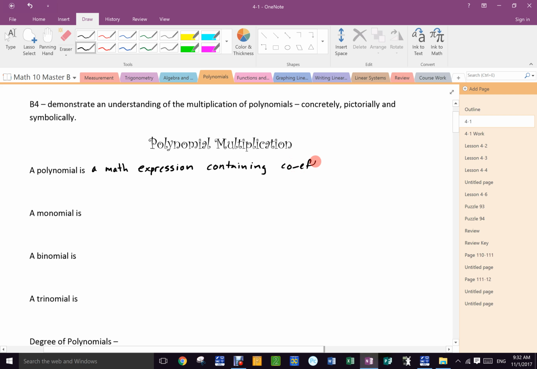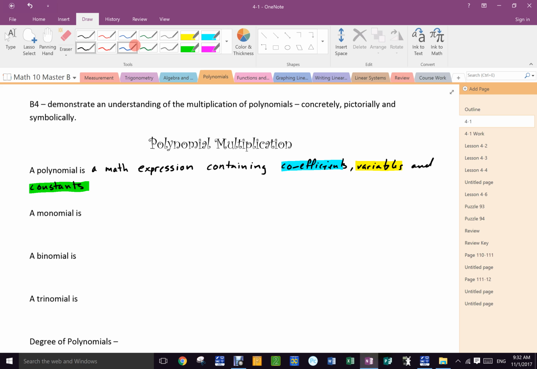coefficients, variables, and constants. I'm going to highlight those three things because I want you to be aware of what they all are. We all remember what a coefficient is. We were just talking about it when we did radicals, yes? It's the multiplying number, yeah?